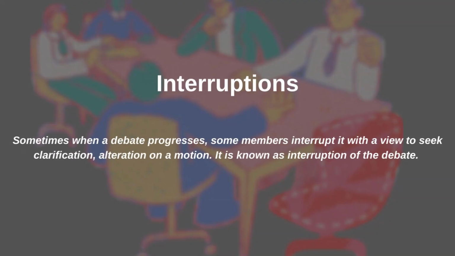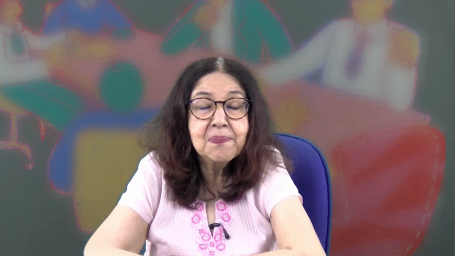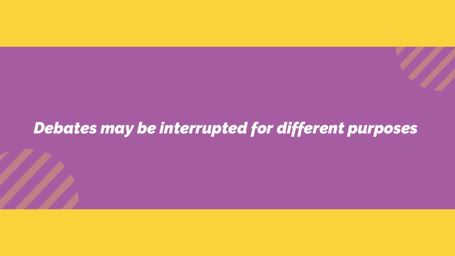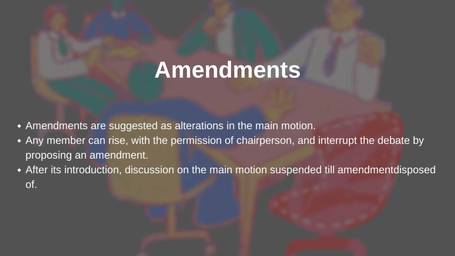Now, interruptions. Sometimes when a debate progresses, some members interrupt it with a view to seek clarification or alteration on a motion, and this is known as interruption of the debate. And the chairperson has to be very careful here, because sometimes people interrupt just to waste the time or because they don't want a resolution to take place. So the chairperson is very strict in these matters. So the debates are interrupted for various purposes, amendments that are suggested, and we've already talked about that. Any member can rise with the permission of the chairperson and interrupt the debate by proposing an amendment. And after its introduction, discussion on the main motion is suspended till the amendment is disposed of. And we've talked about this.